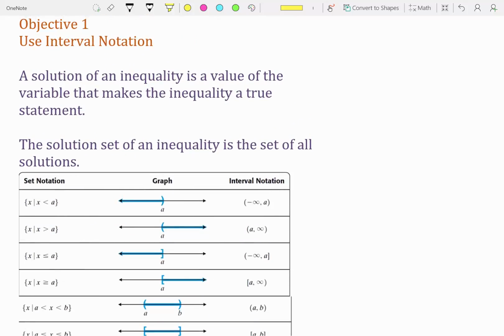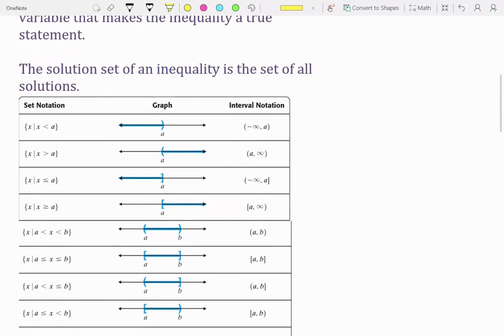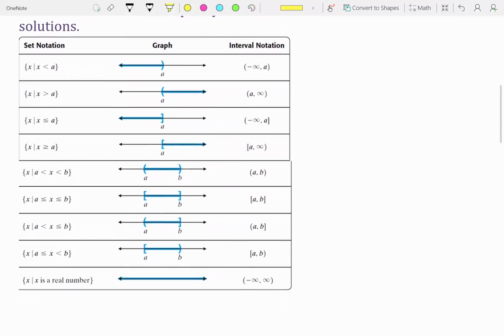A solution of an inequality is a value of the variable that makes the inequality a true statement. So the solution set of an inequality is the set of all solutions. You don't always have one solution because an inequality is less than, greater than, greater than or equal to, or less than or equal to. So it's a range of numbers that could fit into this. Take a look at this chart, and I highly suggest writing it down because it'll help you with interval notation and what directions we're graphing, and why we're graphing it that way in the upcoming examples. So make sure you copy this down.